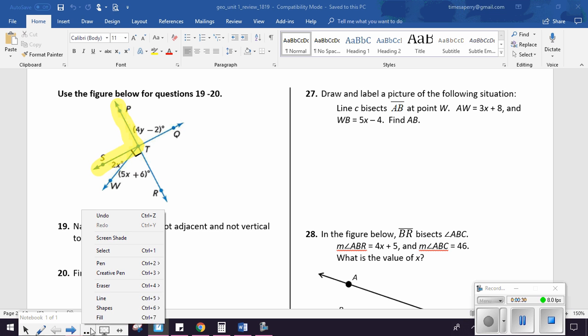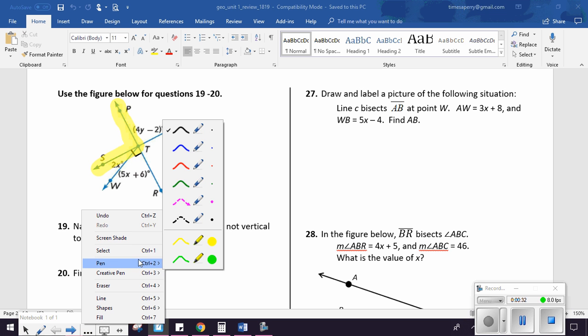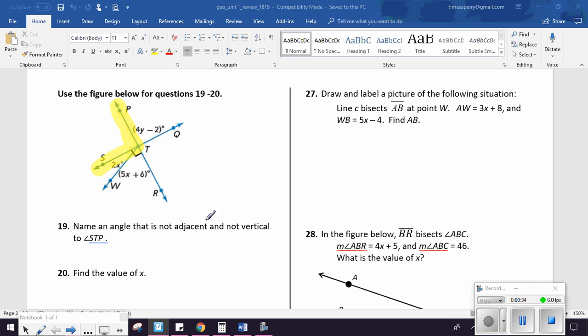So we need to not be adjacent. Again, the word adjacent means next to. That would eliminate STW and PTQ as adjacent, the ones that are most easily identifiable as adjacent. There are others.